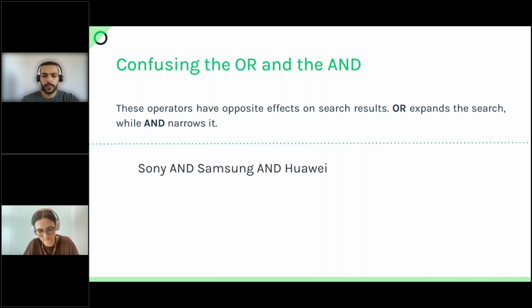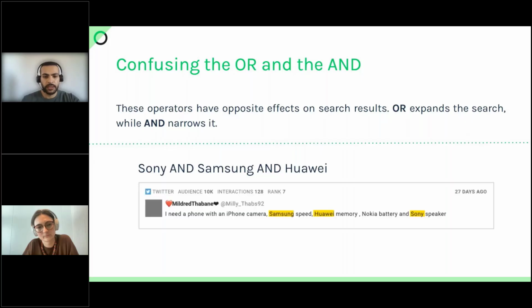So for example, this query, Sony AND Samsung AND Huawei, will only show results that mention all three brands. And here we have an example of a tweet where three brands are mentioned within the same mention. Whereas this query, Sony OR Samsung OR Huawei, will include results mentioning any of them.